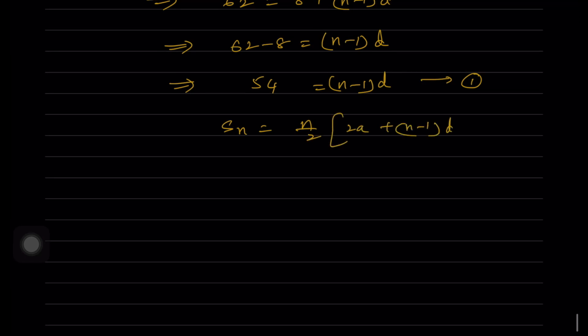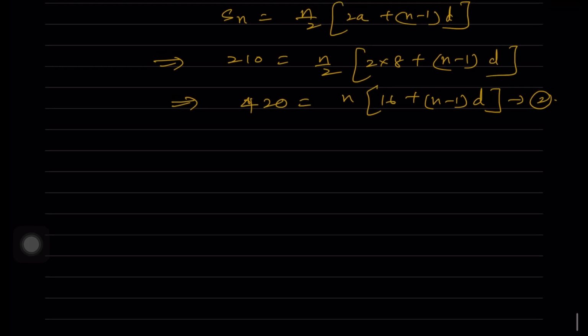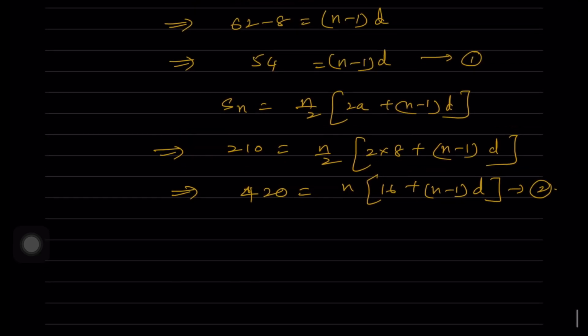We'll see. Sn is equal to n by 2 into 2a plus n minus 1 into d. So 210 is equal to n by 2 into 2 into 8 plus n minus 1 into d. So 210, if you cross multiply here, you will get 2 into 210 is 420 is equal to n into 16 plus n minus 1 into d, the second equation. So in the place of n minus 1 into d, we have it as 54. We'll substitute that in this.